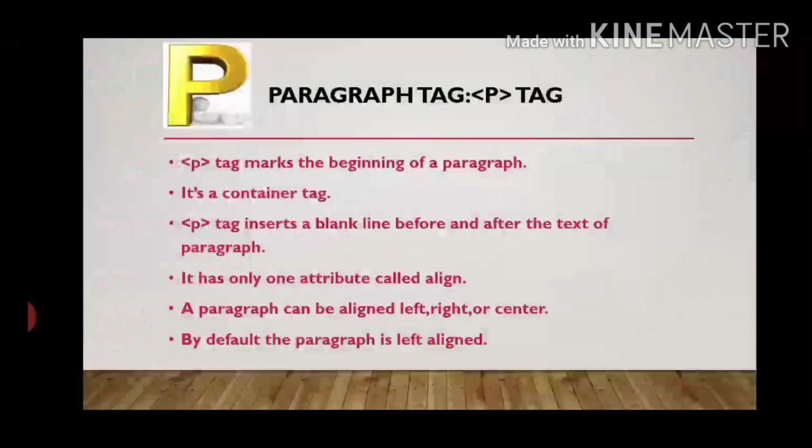The next one we will come to know is the paragraph tag or P tag. It marks the beginning of a paragraph. It's a container tag. The tag inserts a blank line before and after the text of the paragraph. It has only one attribute called align. A paragraph can be aligned left, right or center. By default, the paragraph is left aligned.